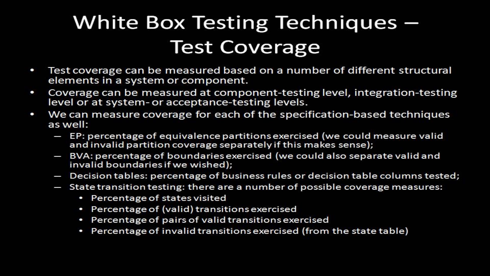State transition testing: there are a number of possible coverage measures. First, percentage of states visited. Second, percentage of valid transitions exercised. Third, percentage of pairs of valid transitions exercised. Fourth, percentage of invalid transitions exercised from the state table. The coverage measures for specification-based techniques would apply at whichever test level the technique has been used, e.g. system or component level.